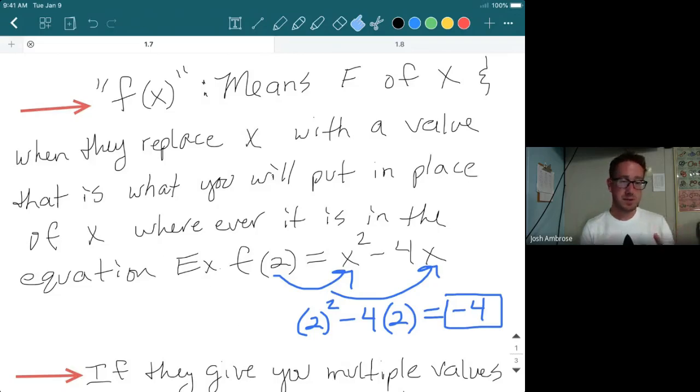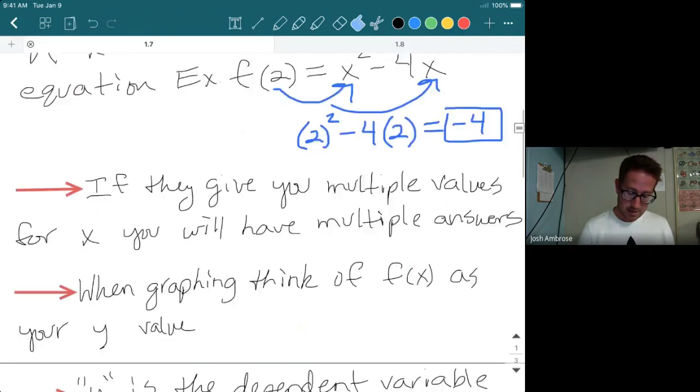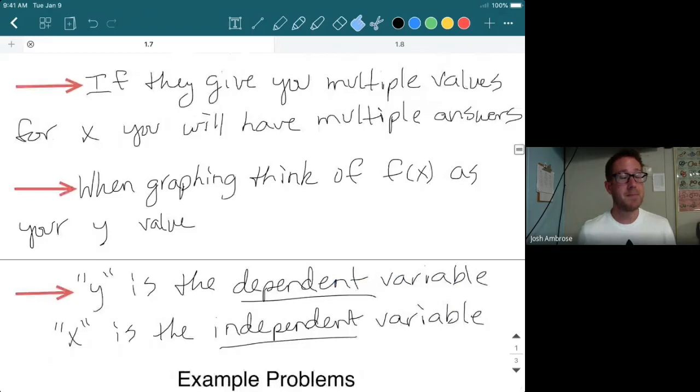Okay, so there's that. And I pretty much already said this, but if you have multiple values that they give you for x, so they could say f of 2, f of 0, f of 1/2, and they could just keep going, you're going to have an answer for every single x value that they give you, okay? And then when you're graphing, basically think of f of x as y. So whatever is in that f of x, treat that like your y value, so you know what to do for your y-axis when you are graphing.